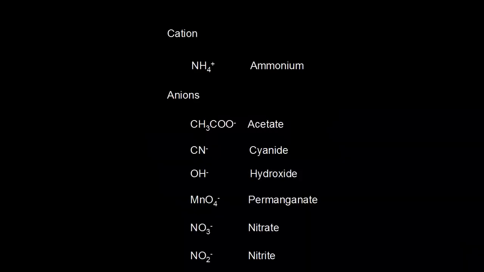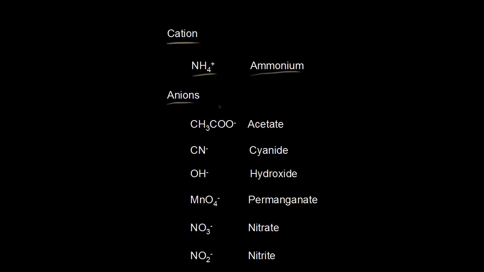When you take a general chemistry class, you often have to memorize some of the common polyatomic ions. So let's go through a list of some of the ones that you might see in your class. We'll start off with a cation, so a positively charged ion. NH4+ is called the ammonium ion.